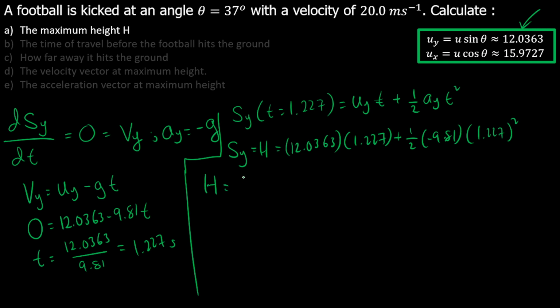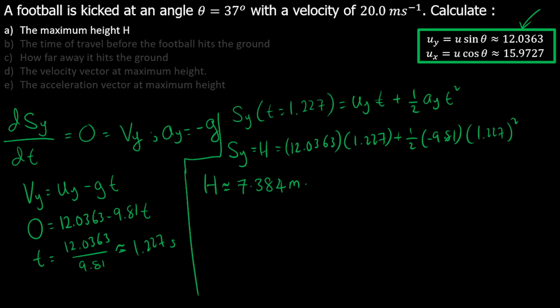The value of h that you will obtain is approximately 7.384 meters. Obviously the answer is going to be different depending on how many decimal points you take when calculating t. However, it's going to be around 7 point something, 7.38, 7.5, probably around there.